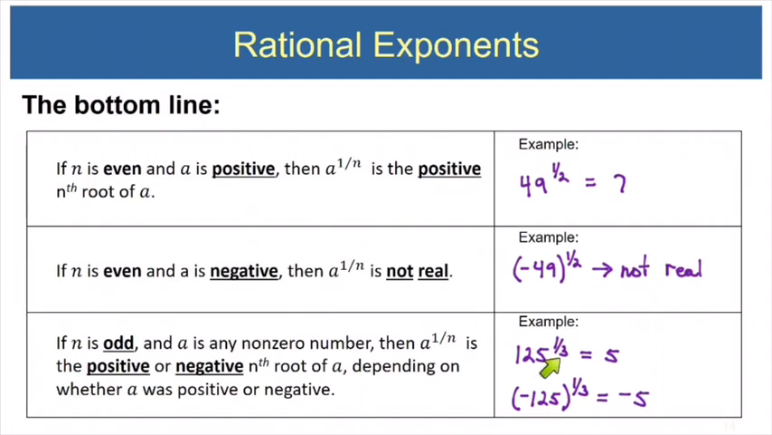So as long as the denominator of your exponent is odd, then your result will either be positive or negative, depending on whether the base was positive or negative. The only time we run into a problem is if we're doing the even root of a negative number, because the even power of any number is going to be positive, so you can't do the even root of a negative number. All right, so now let's practice a little bit.